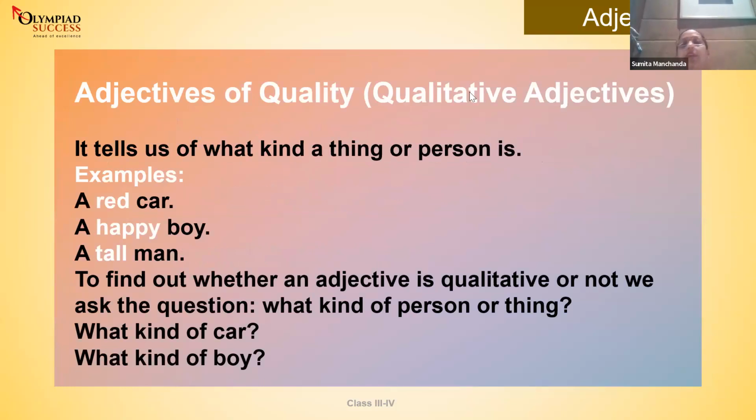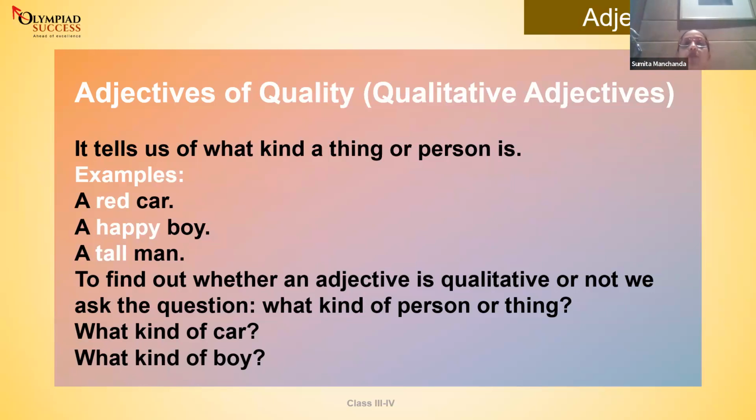Now, when I talk about adjective of quality, children, if in school the teacher gives you the word qualitative adjective, please don't get confused whether it should be quantity or quality, because many times children get confused between quality and quantity. Both are different. Adjective of quality has a second name, qualitative adjective.